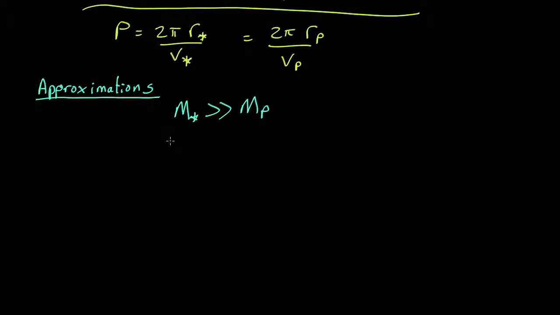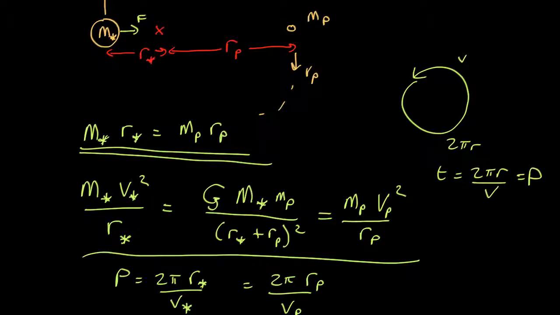What that means is that the sum of the mass of the star plus the mass of the planet is approximately equal to just the mass of the star. Adding the planet on makes almost no difference. What it also means is that the distance between the two objects, r star plus rp, is going to be about equal to rp. That's because the planet is much less massive than the star, rp has to be much more than r star, so we can approximate the sum of these two as just rp.